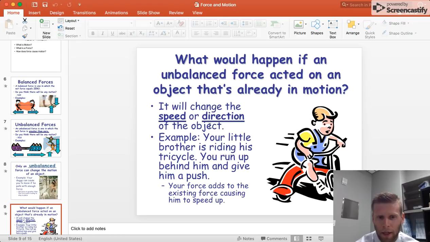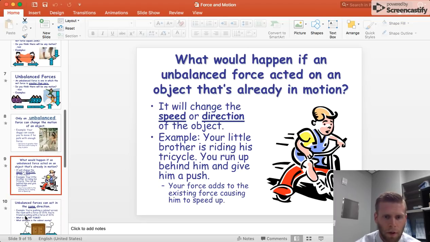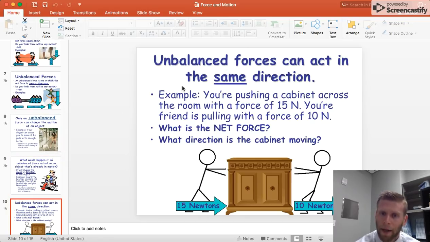So our example here is the little brother riding his tricycle over here on the right. You run up behind him and give him a big push. So he's already riding it, he's already in motion, and you give him a push. Your force then adds to the existing force, which causes him to speed up. That's also called acceleration, right? Because he accelerated when you pushed him. So unbalanced forces can act in the same direction.